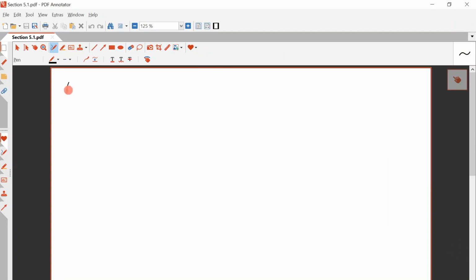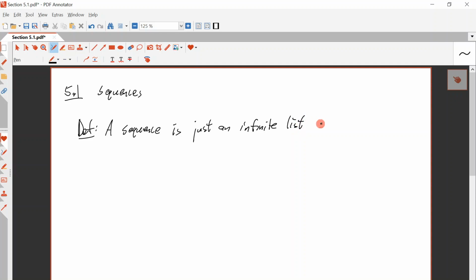Hi everybody, this is our lecture on section 5.1, which is on sequences. So a definition: a sequence is just an infinite list of real numbers, A0, A1, A2, A3, so on and so forth.